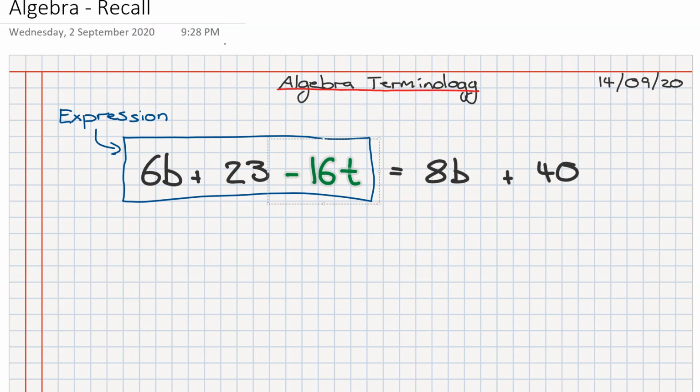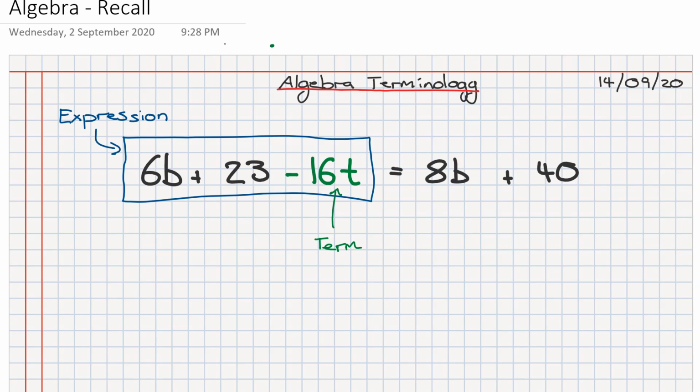So the smaller parts that we have are, consider we've got the 16t. This 16t is called a term. So we've got equations, we've got expressions that make up equations, and then the things that make up expressions are called terms. So this 6b here, that's a term. 23 is a term. Minus 16t is a term. 8b is a term. And 40 is also a term.